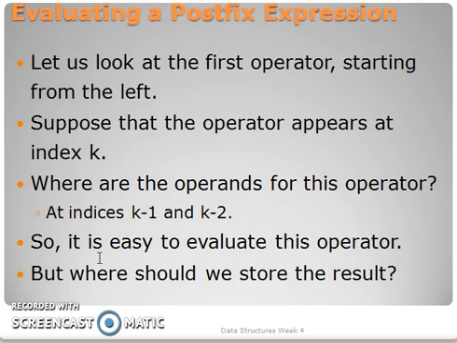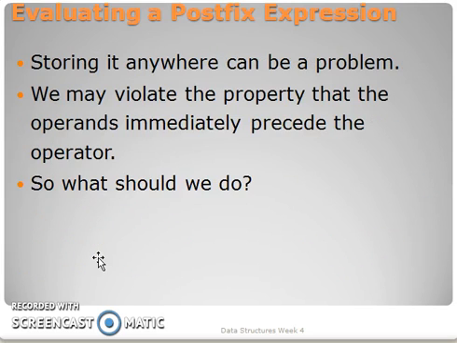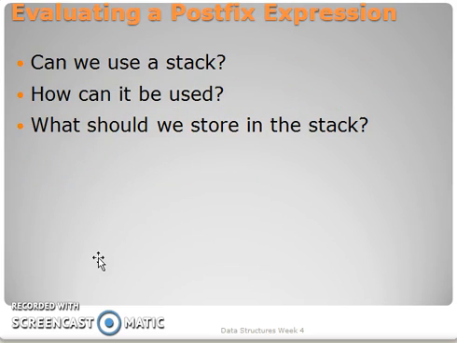So it is easy to evaluate this operator, but where should we store the result? Storing it anywhere can be a problem. We may violate the property that the operands immediately precede the operator. So what should we do? Can we use a stack? How can it be used? What should we store in this stack?